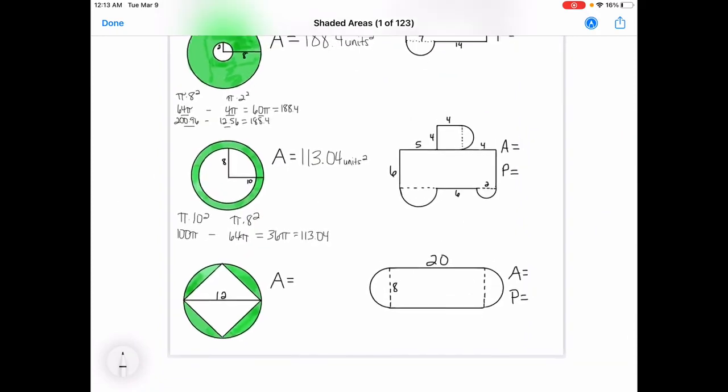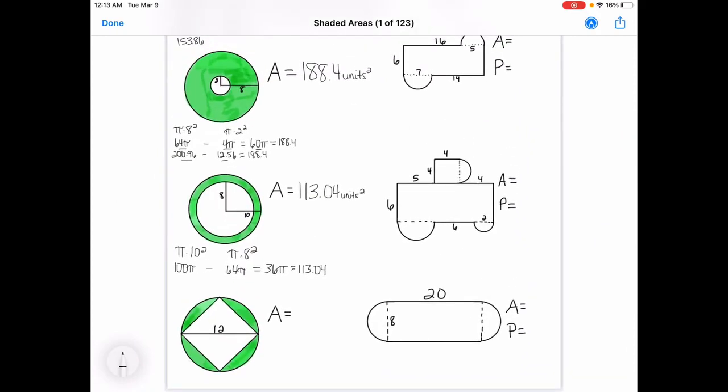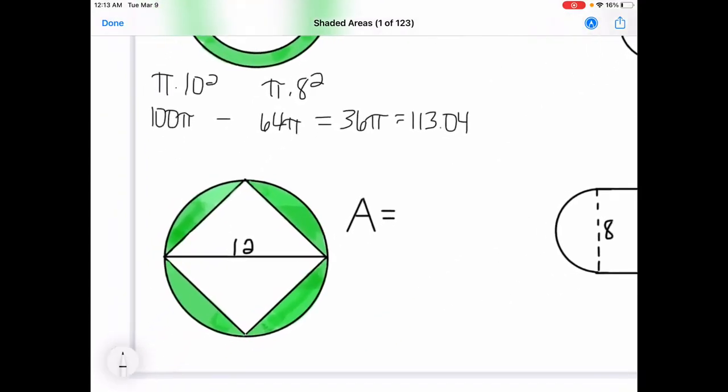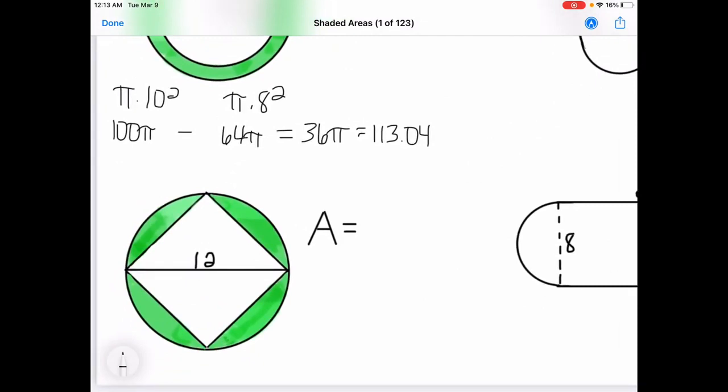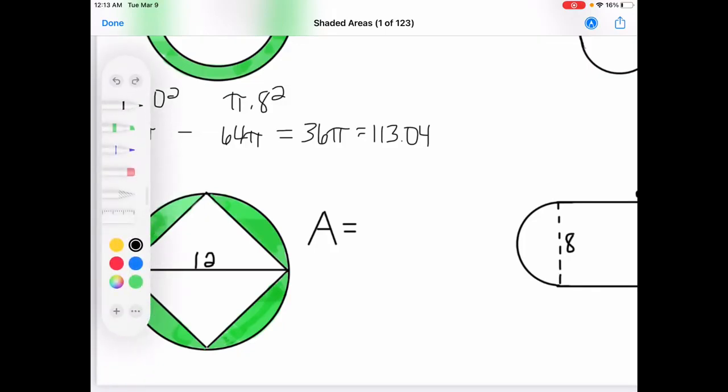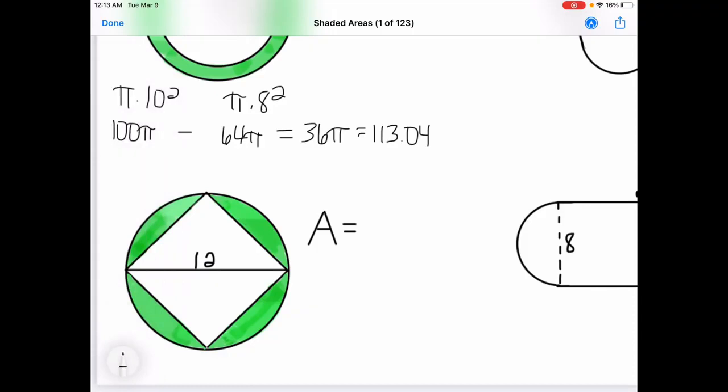Okay, next one. This time we are given a circle with, you could say, a square or 2 triangles inside of the circle. So I need to use the triangle formula to find area, because it does not give me the dimensions for the side lengths. So I don't know how long the side is, therefore I can't use the formula for a square. So I know my area for a triangle is 1/2 of the base times the height.